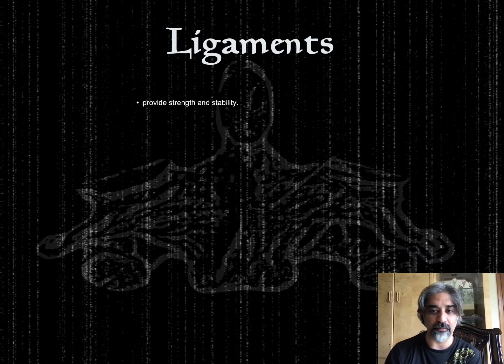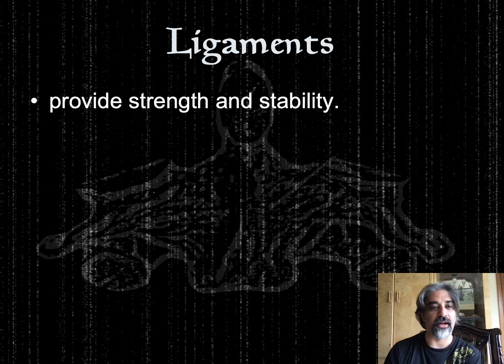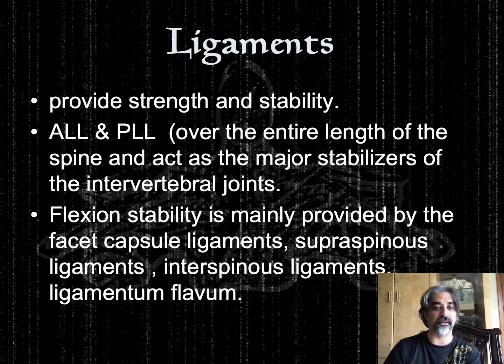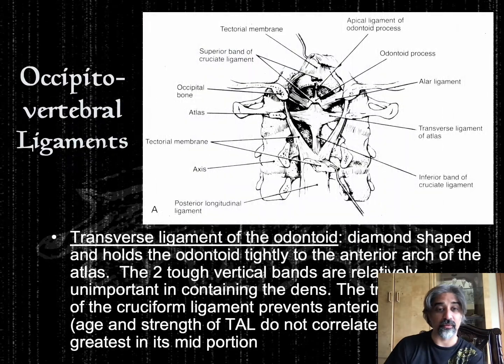Let's move on to the ligaments. In general, they provide strength and stability. The anterior and the posterior longitudinal ligaments, you remember from med school, they offer a kind of front and back stability. Flexion stability is maintained by the facet capsule ligaments, the supraspinous ligaments, the interspinous ligaments, and the ligamentum flavum, which we'll talk about.